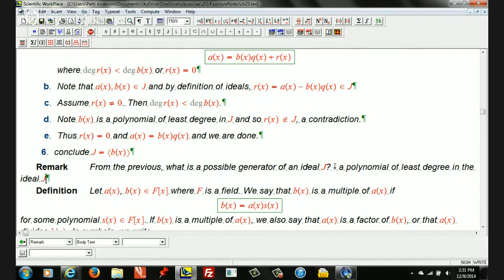So it's not a single polynomial, it's any polynomial of least degree. That degree is still positive, right? Because it can't be constant. Yeah, because if you have a constant polynomial, you can't generate your higher powered terms.